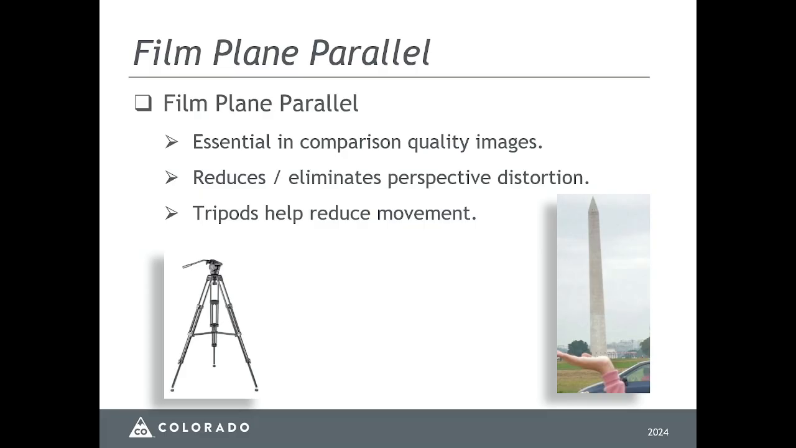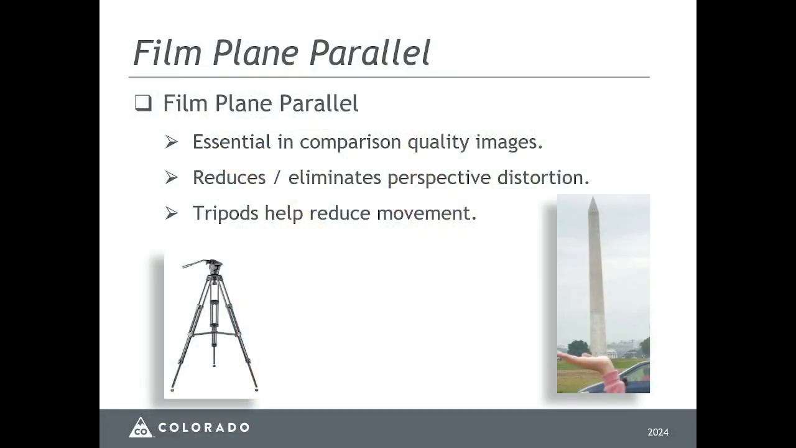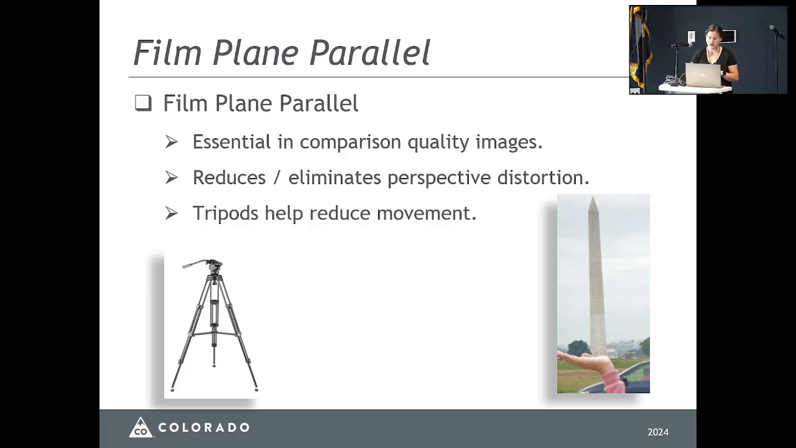So the next cardinal rule is keeping your film plane parallel. It's really important for your comparison quality images or anything where size matters. When you are documenting injuries to an animal or to a human or whatever, this is where that cardinal rule comes in most importantly. It reduces and eliminates perspective distortion. I'm sure everybody has seen pictures like this where you're trying to pinch the pencil or hold it. That's considered perspective distortion, and we want to eliminate that.